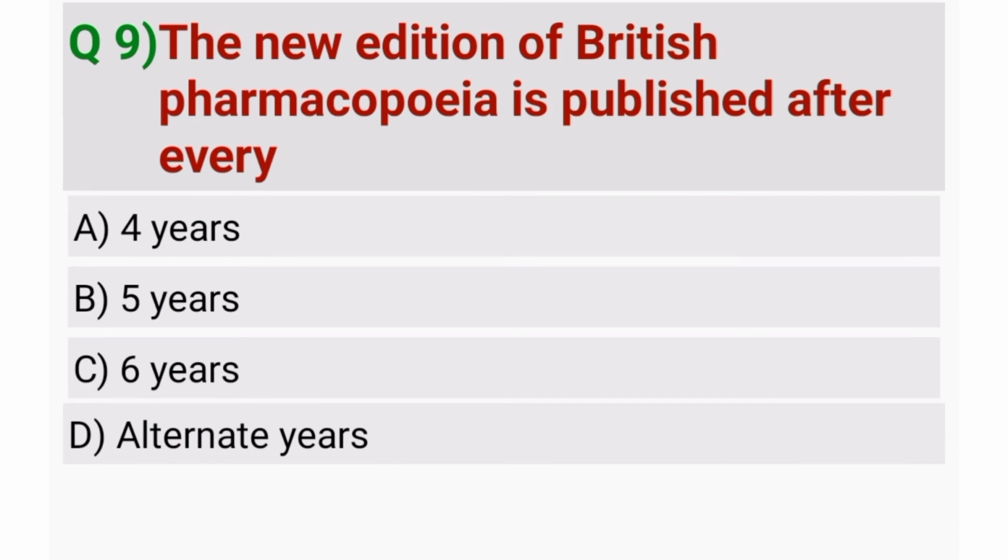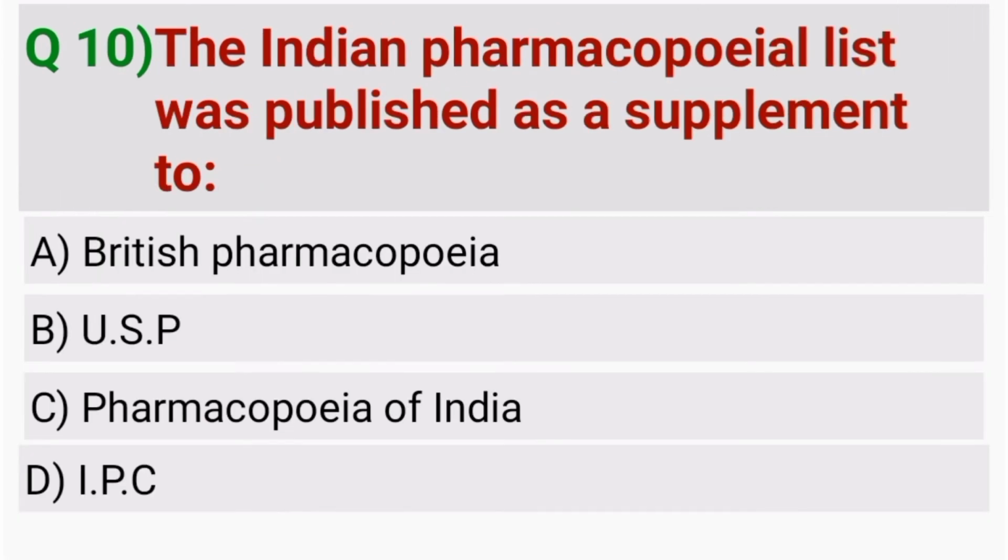Question number 9. The new edition of British Pharmacopoeia is published after every? Options are 4 years, 5 years, 6 years and alternate years. Here the answer is 5 years. Question number 10. The Indian Pharmacopoeia list was published as a supplement to? Options are British Pharmacopoeia, USP, Pharmacopoeia of India, IPC. Here the answer is option A, British Pharmacopoeia.